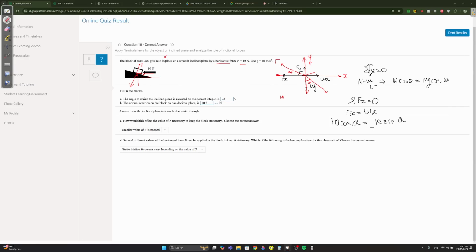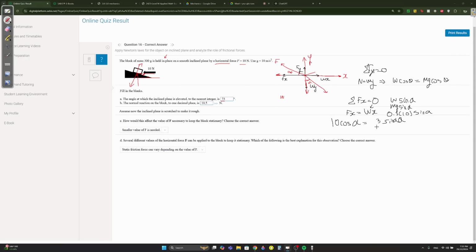Okay, let's see. Can we find alpha? Sorry, why did I put 10? Wx is not 10 sine alpha. Wx is W sine alpha, and W is mg, so mg sine alpha. What's the mass? The mass is 300 grams, so 0.3. G is 10, right? So 3 sine alpha.